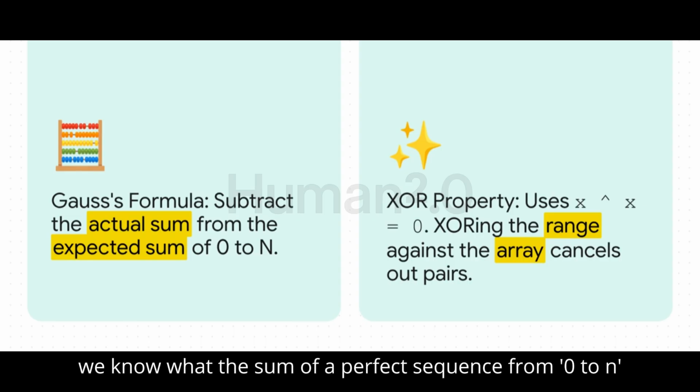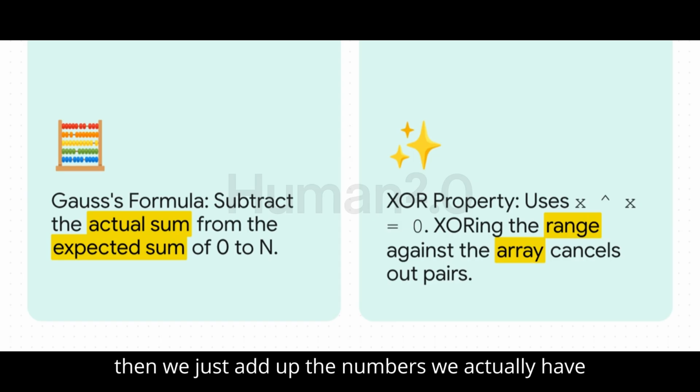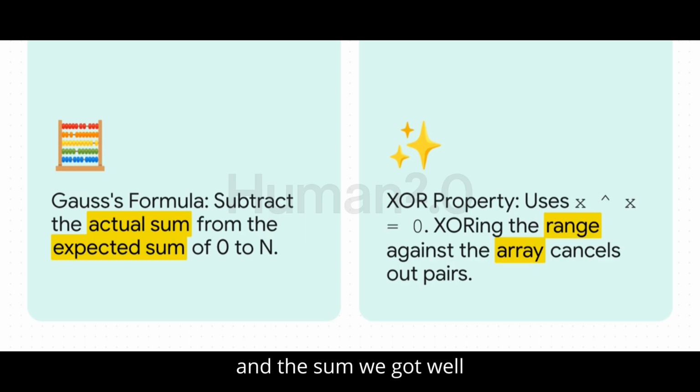We know what the sum of a perfect sequence from 0 to n should be. We can calculate that in a snap. Then we just add up the numbers we actually have. The difference between the sum we expected and the sum we got, well, that has to be the missing number.